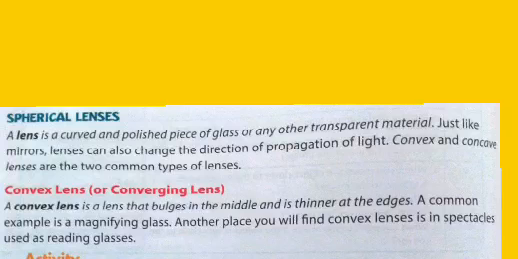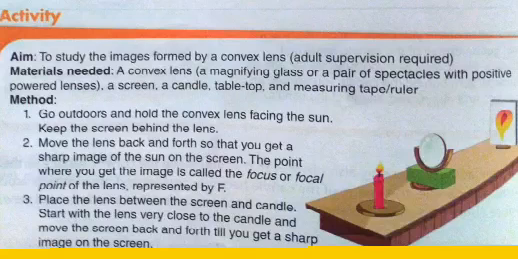Convex lenses are called converging lenses as they bulge in the middle and they are thinner at the two ends. And it is used, for example, in a magnifying glass and in spectacles for reading glasses. Let's see an activity with the aim to study the images formed by a convex lens.